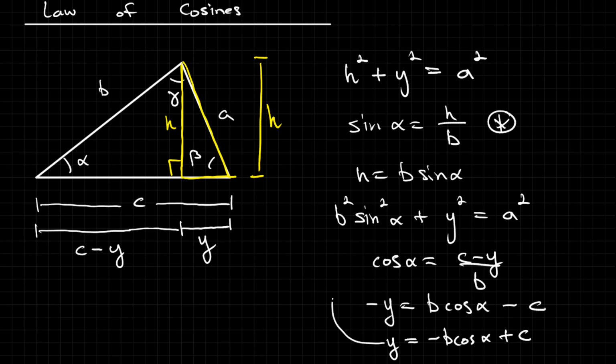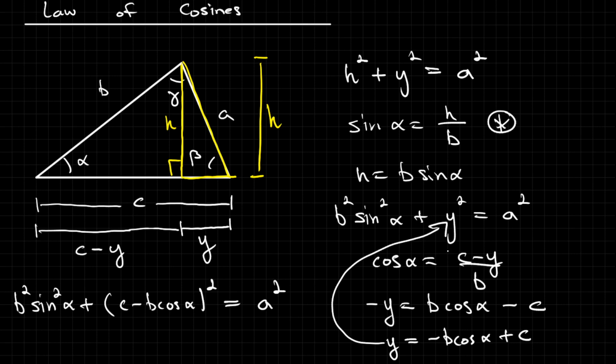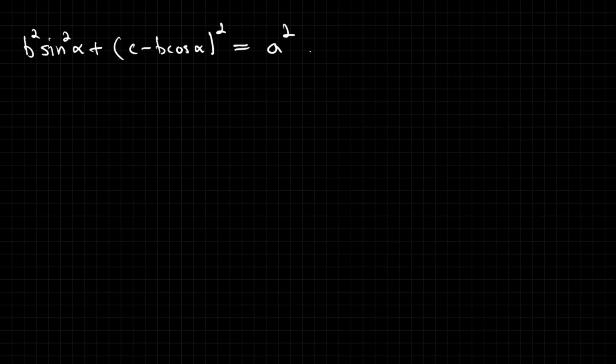I can take this and put it into here, and what I get is b squared sine squared alpha plus y squared, where y is c minus b cosine alpha, so c minus b cosine alpha squared, is equal to a squared. Now let's work with this expression. Notice that it only has things that I initially started out with: b, alpha, c, and a.